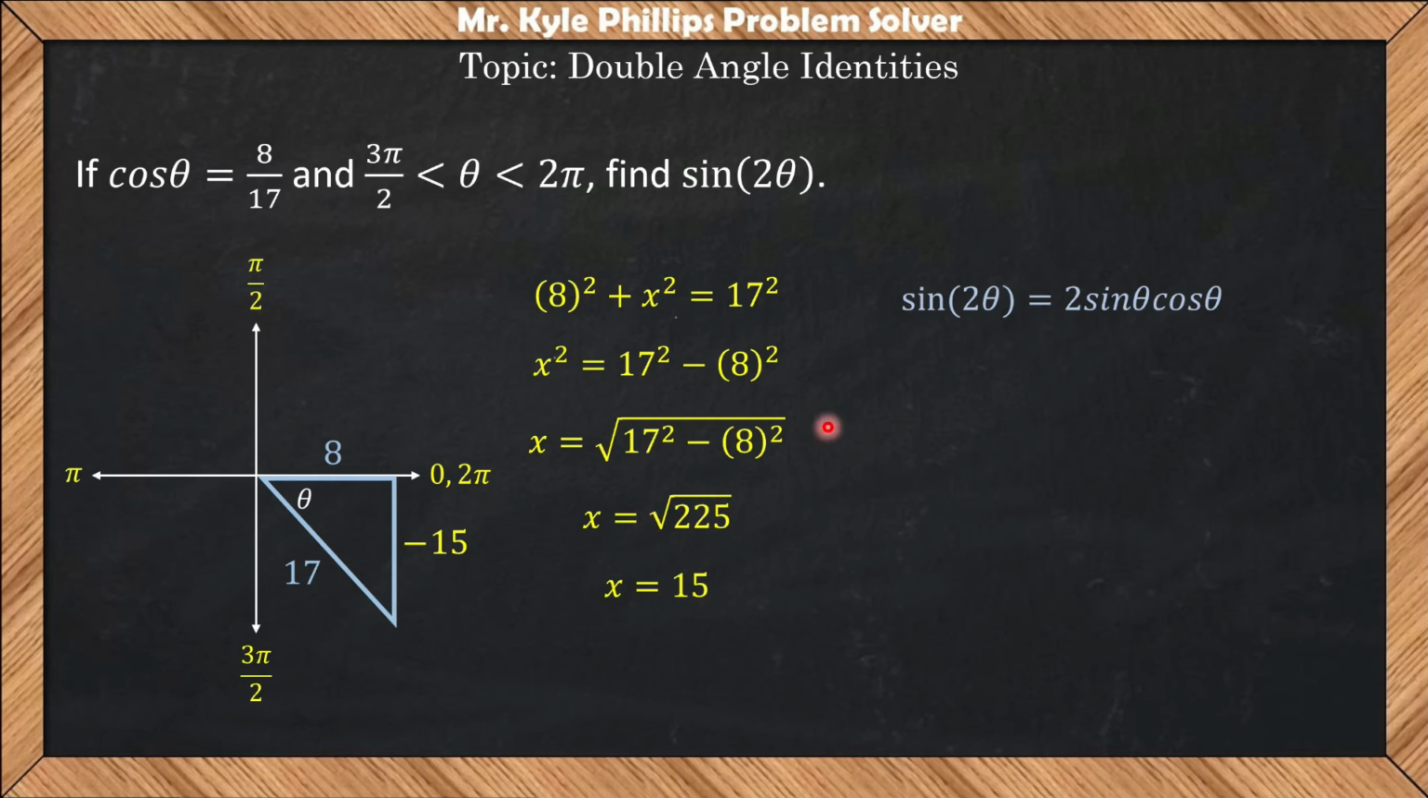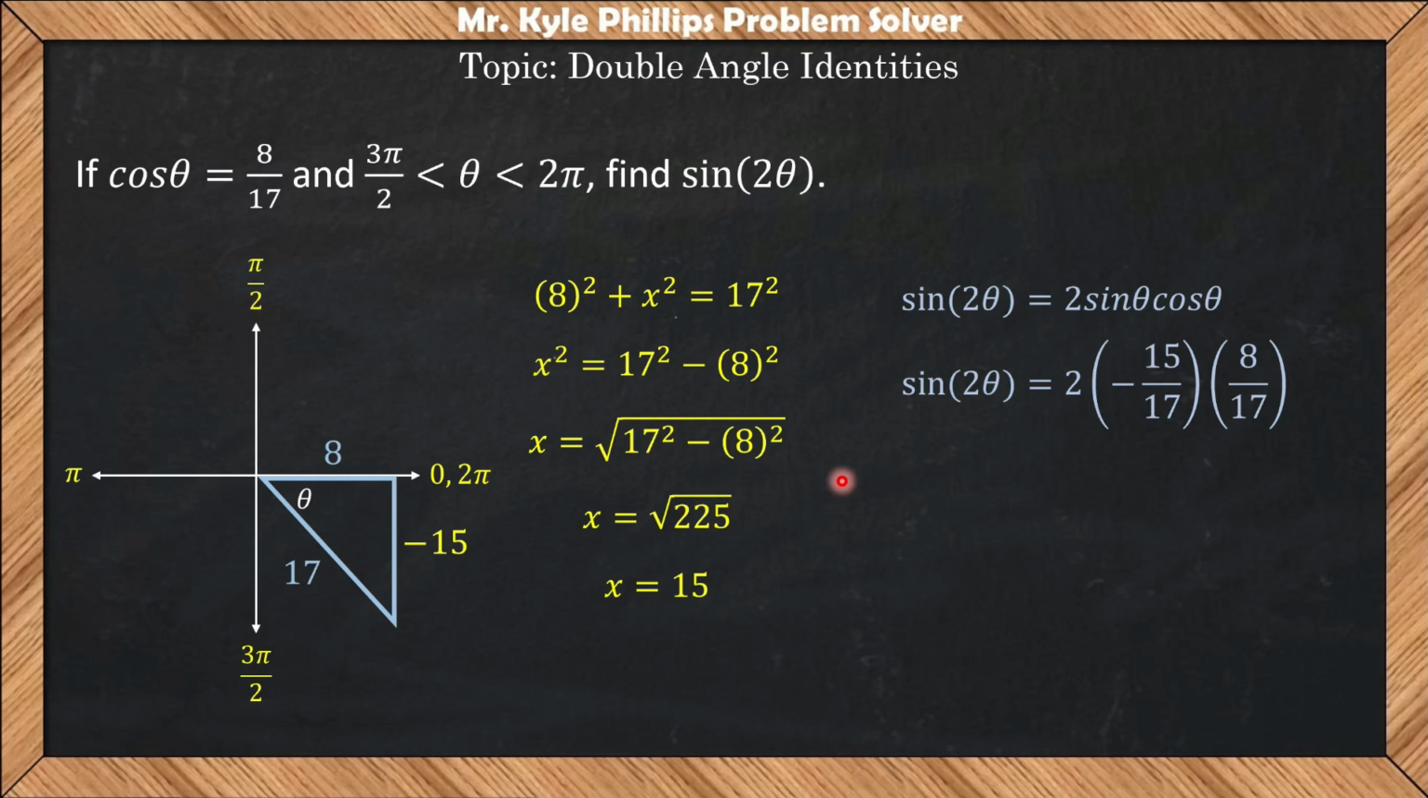Now that we have all three sides, we can come over here and complete our identity. So we're going to plug in our ratios. So the 2 just comes down. The negative 15 over 17, that's sine. So if I start here at theta, that's my opposite over my hypotenuse. And then cosine theta was given to us in the problem, but even still, you could reference it here, the adjacent over the hypotenuse, and then we'll multiply these together.